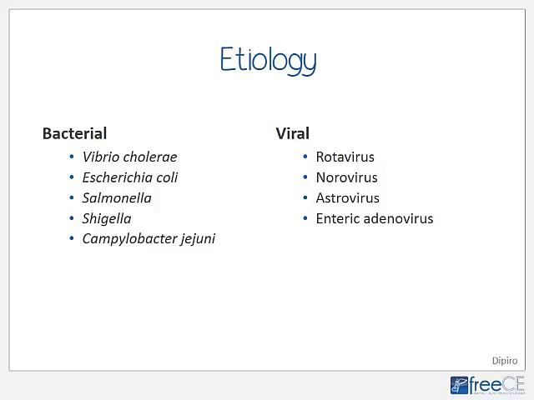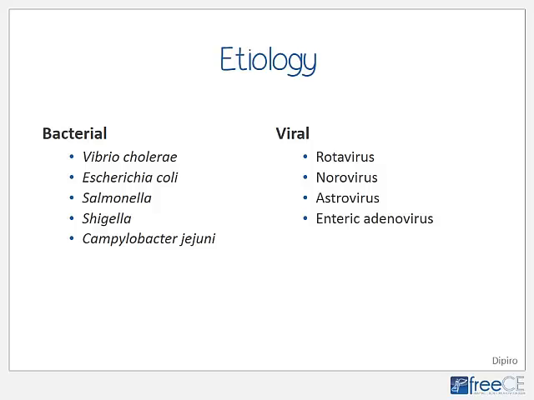Now, when we talk about the etiology of infectious diarrhea, we really have two specific main areas of pathogens that we're looking at. So we have bacterial pathogens and we have viral pathogens. And so our bacterial pathogens include things like Vibrio, E. coli, Salmonella, Shigella, Campylobacter, and of course Clostridium difficile is on there as well as a bacterial cause of diarrhea.